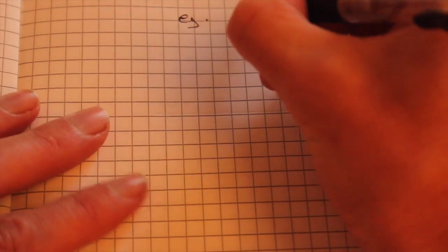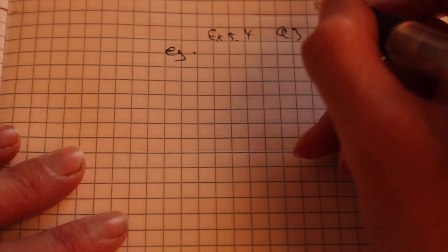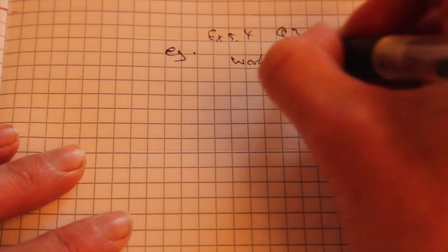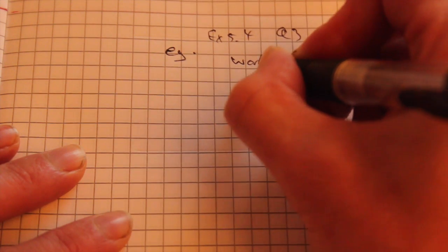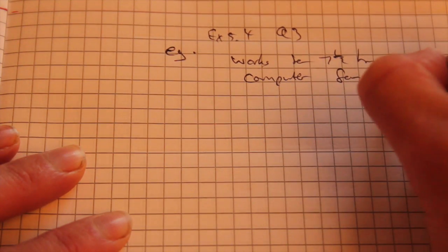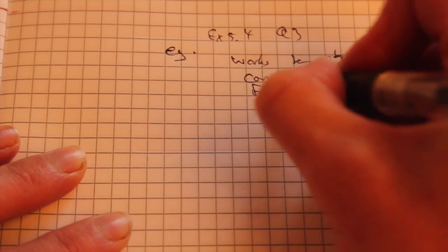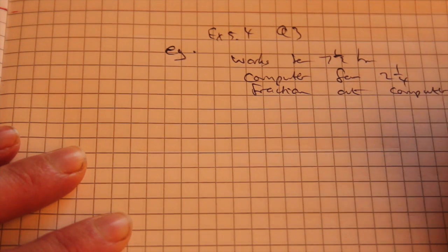Just to finish off here, I want to do a quite difficult example, and it's in exercise 5.4, question 3. I think it is quite an awkward wee question. It says a man works for 7.5 hours each day. And while he's at his work, he's on the computer for 2.25 hours. And it says, what fraction of his work is at a computer?